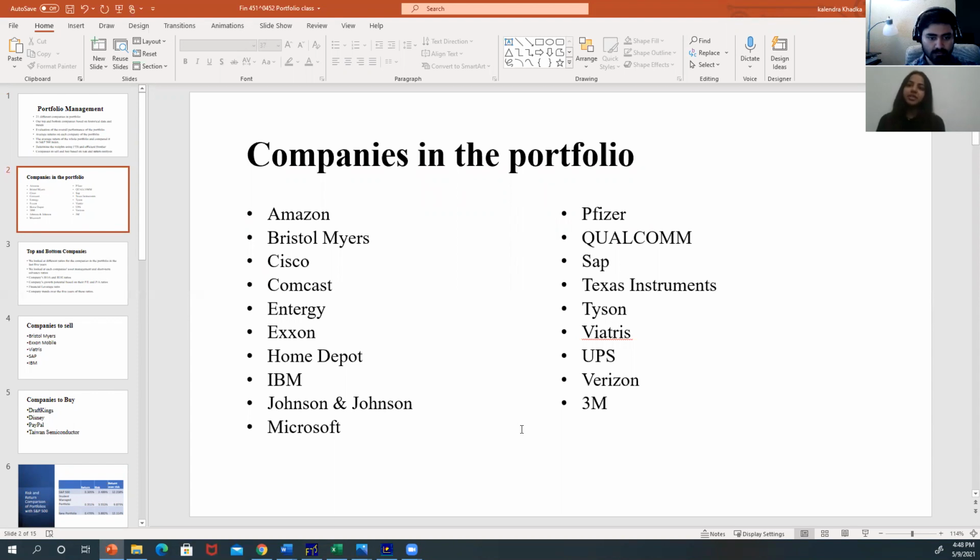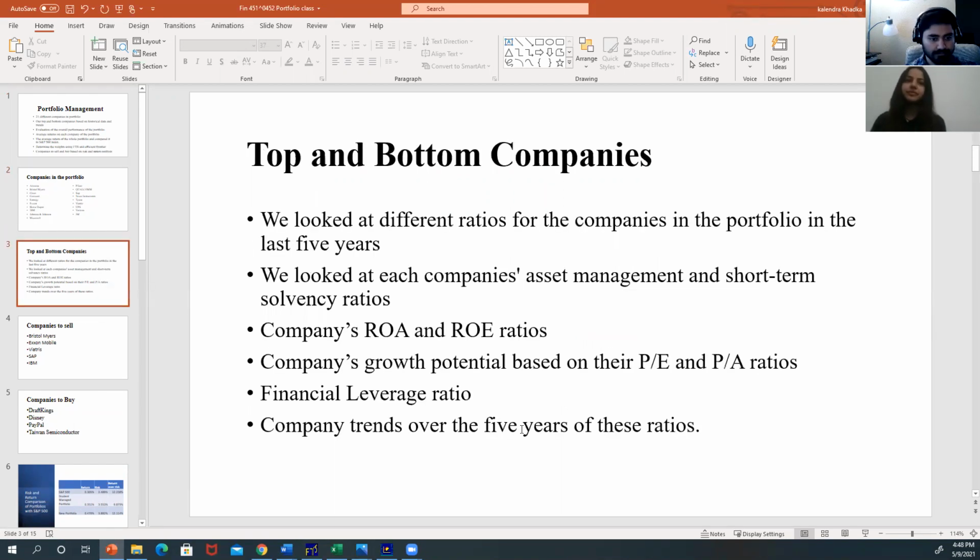These are all the companies that are in the portfolio. So for our top and bottom companies, what we basically did was we looked at the different ratios of the companies in the portfolio in the last 5 years. We looked at their trends over the 5 years on these ratios.